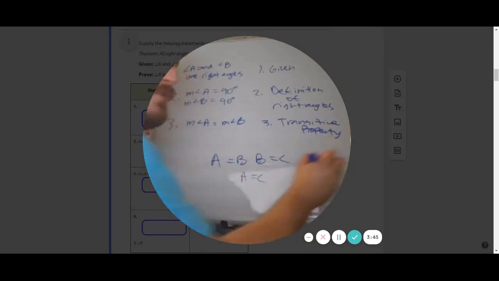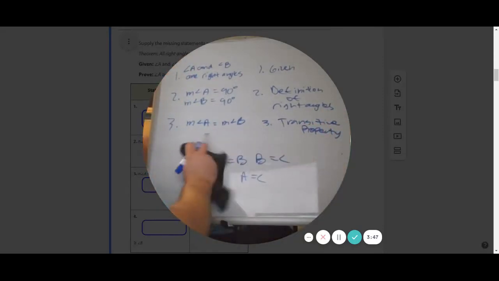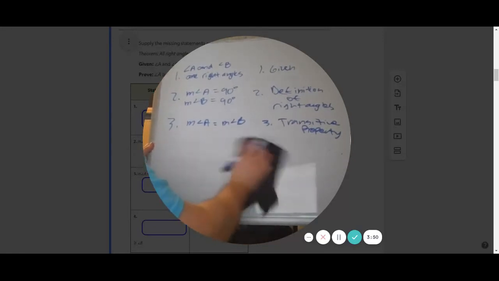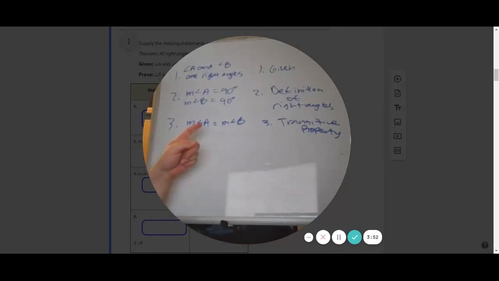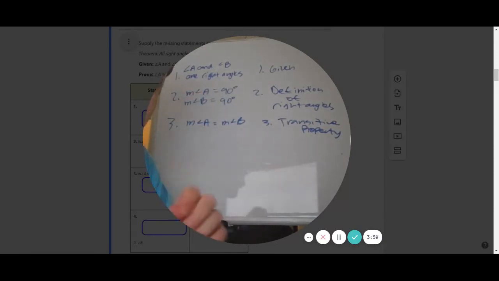So honestly, if you were just writing out this proof and turning it in, I probably would have been okay with the substitution property, because really it is using the idea of substitution. But whenever you have that A equals 90 and then 90 equals B, so you just say A equals B, it's called the transitive property. It's a very specific type of substitution.